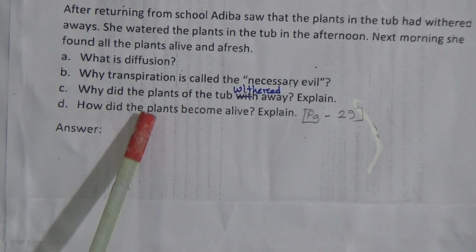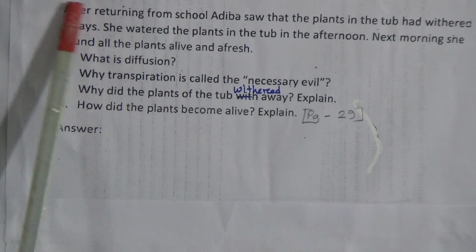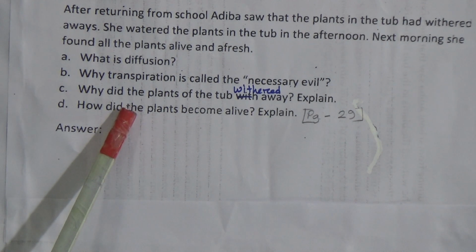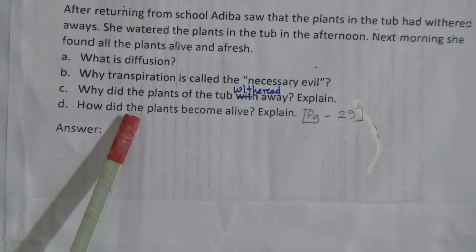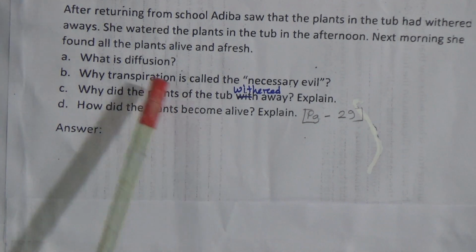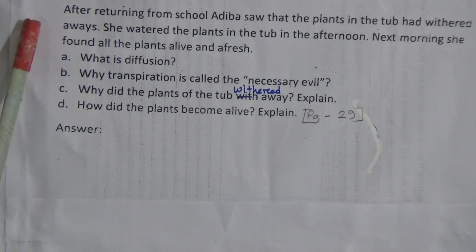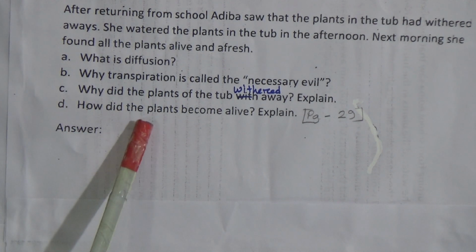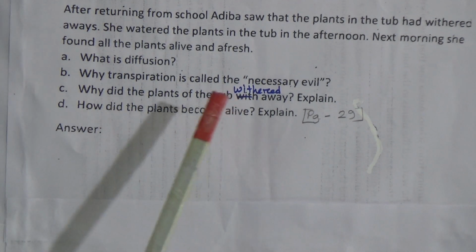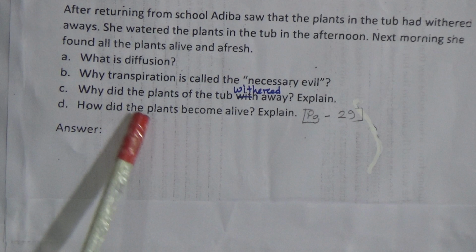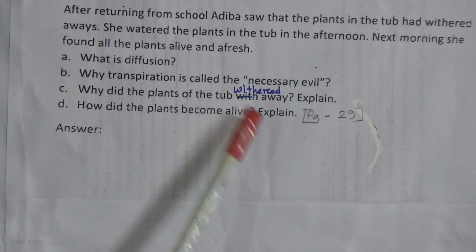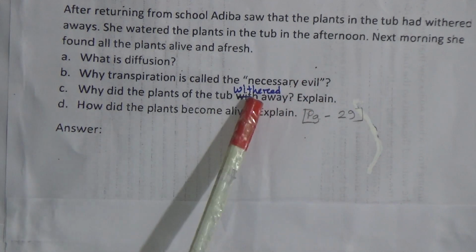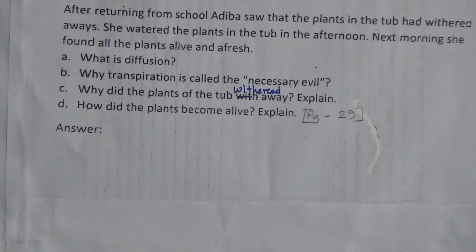Dear students, for this question's answer you have to write an introductory line from this stem. Then you have to write the absorption of water and the process of imbibition from page number 29, and then you will write the concluding line. That means the total main answer of yours is the absorption of water. You have to give an introductory line according to the stem, and you have to write the concluding line after writing the answer. Dear students, this is your homework number 11.